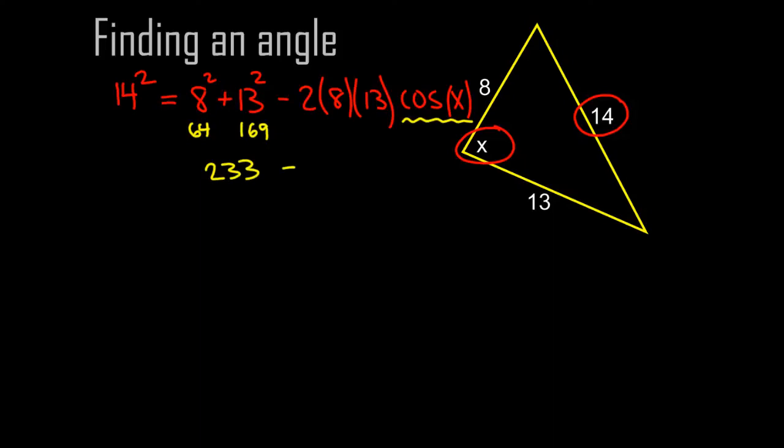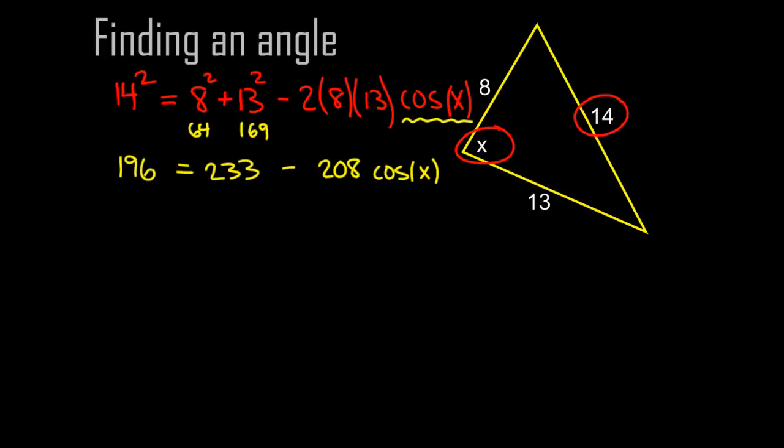minus 2 times 8 times 13. Okay, 2 times 8 times 13. Let's make a quick calculation. I don't want to make any mistakes here. 2 times 8. 208 cosine of x. And that is equal to 14 squared, which is 196.